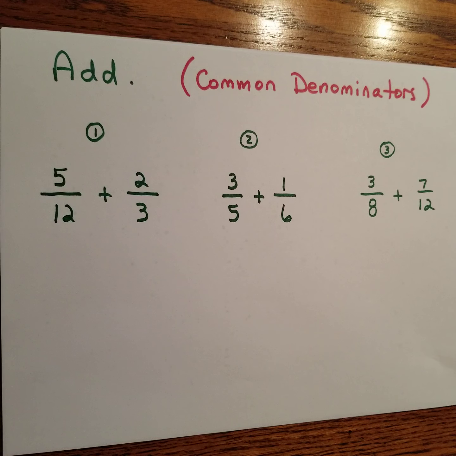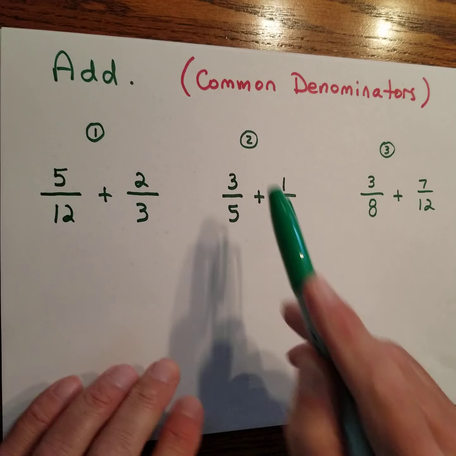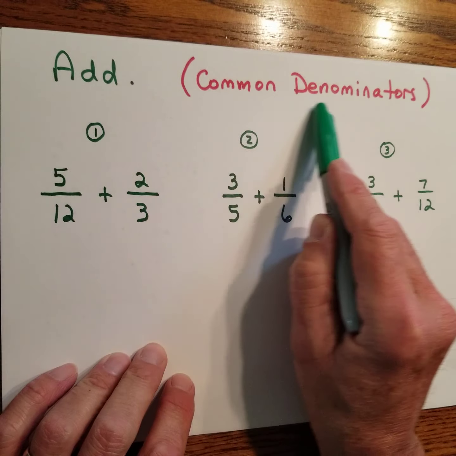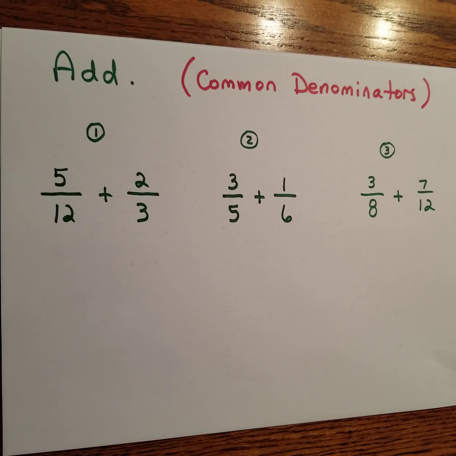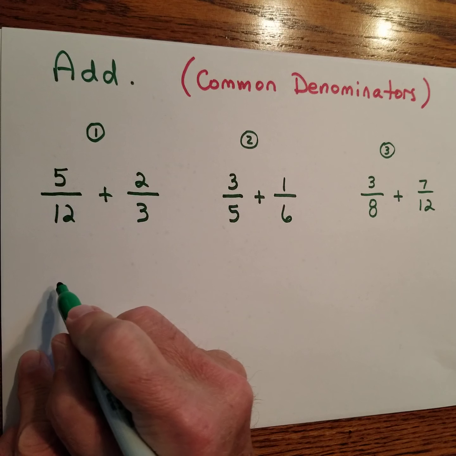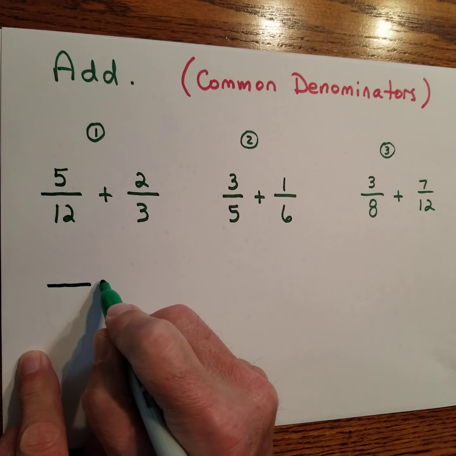All right, students, let's practice adding fractions. Now we know when we add fractions, we must have common denominators. 12 and 3, those are not common denominators. So that's step number 1. Rewrite number 1 with common denominators.